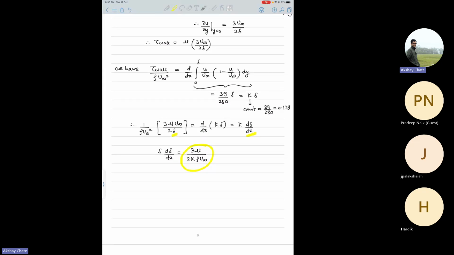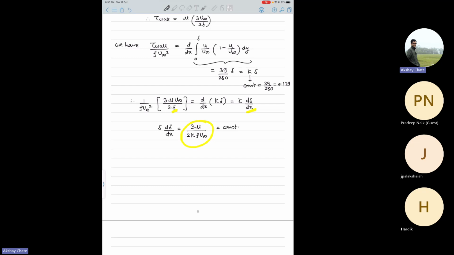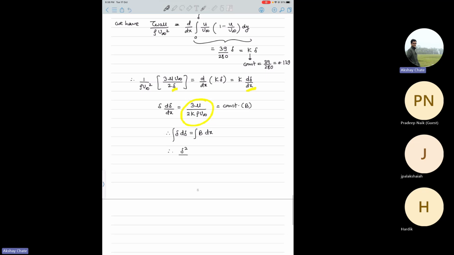Now this whole thing on the other side is nothing but a constant, because all other parameters are constant here. So therefore it becomes very easy to integrate. You can assume this again as some constant, let's say capital B. So we have delta d delta is equal to capital B into dx. So you integrate on both sides. What you get is delta square by 2 equals Bx plus C, some constant of integration.